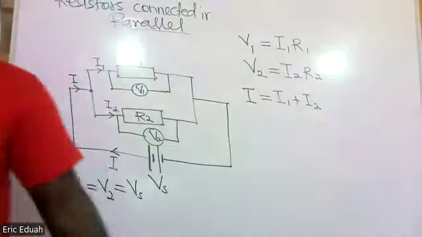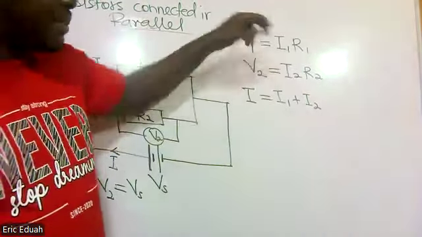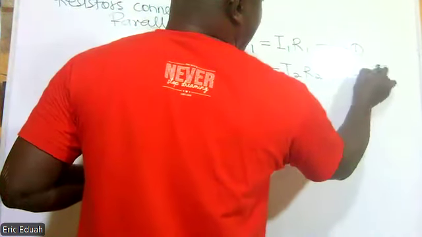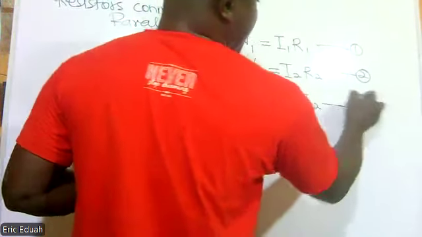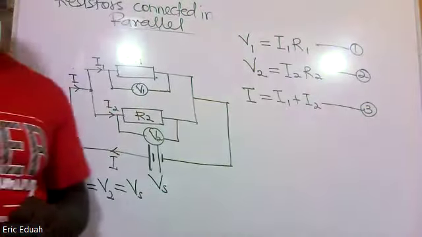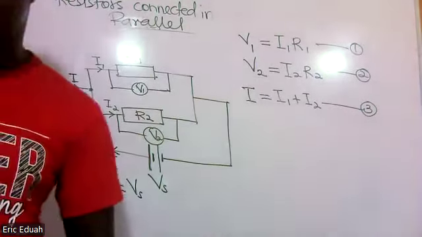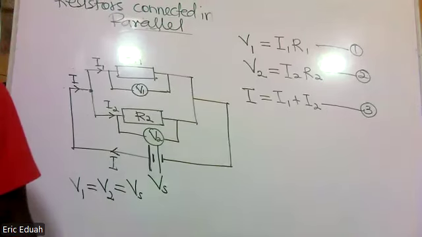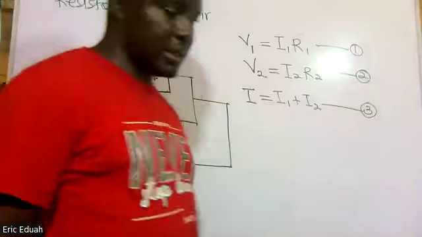Do that and then give me your final results. Make I1 the subject in this equation, I2 the subject in this equation, substitute into this equation, and then give me a simplified final equation after your substitution. Start work. I want the involvement of all of you, so do it.